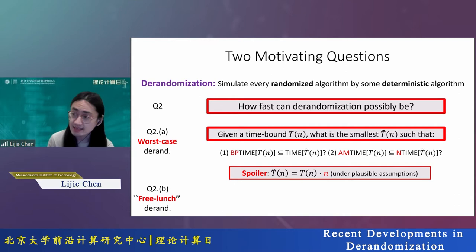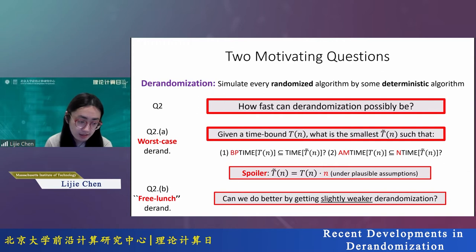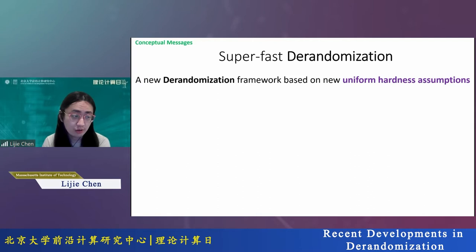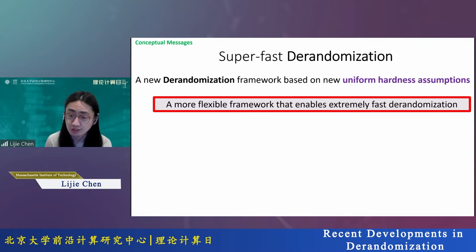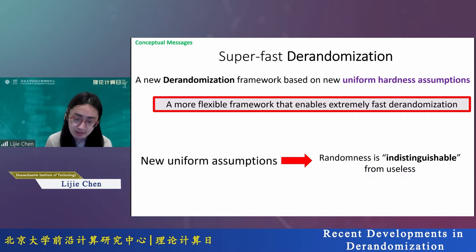And in the second setting, we try to relax our problem a bit further. Can we do better by getting slightly weaker generalization? Because previously, under plausible assumptions, you can show the overhead of n is actually required. Based on our new generalization framework, it's more flexible and it actually enables extremely faster generalization. We show that for some new uniform assumptions, we can get a result that essentially says randomness is indistinguishable from useless.